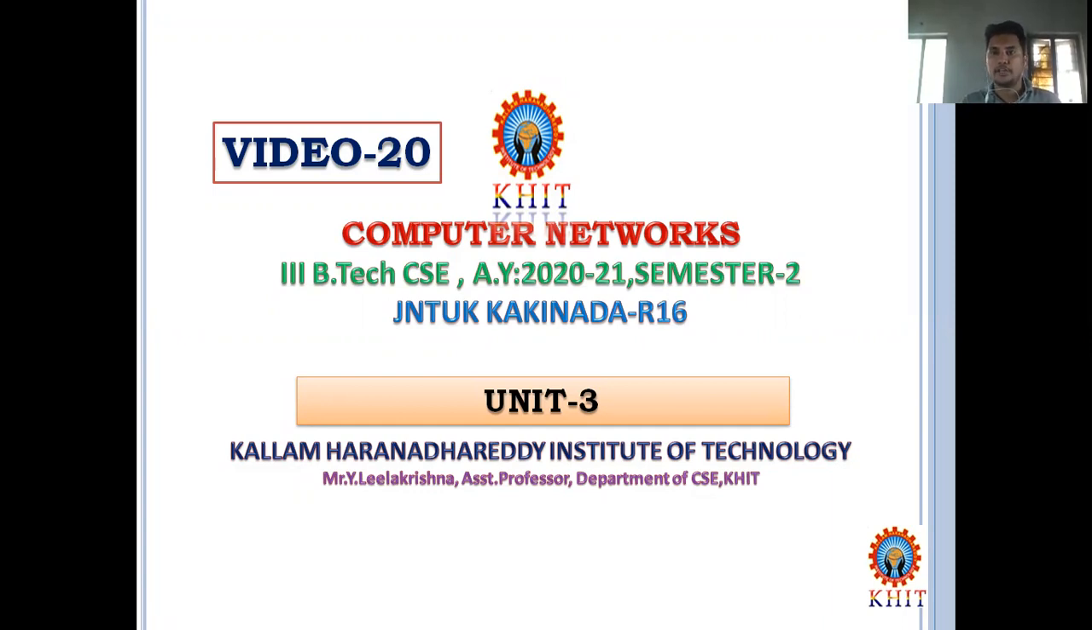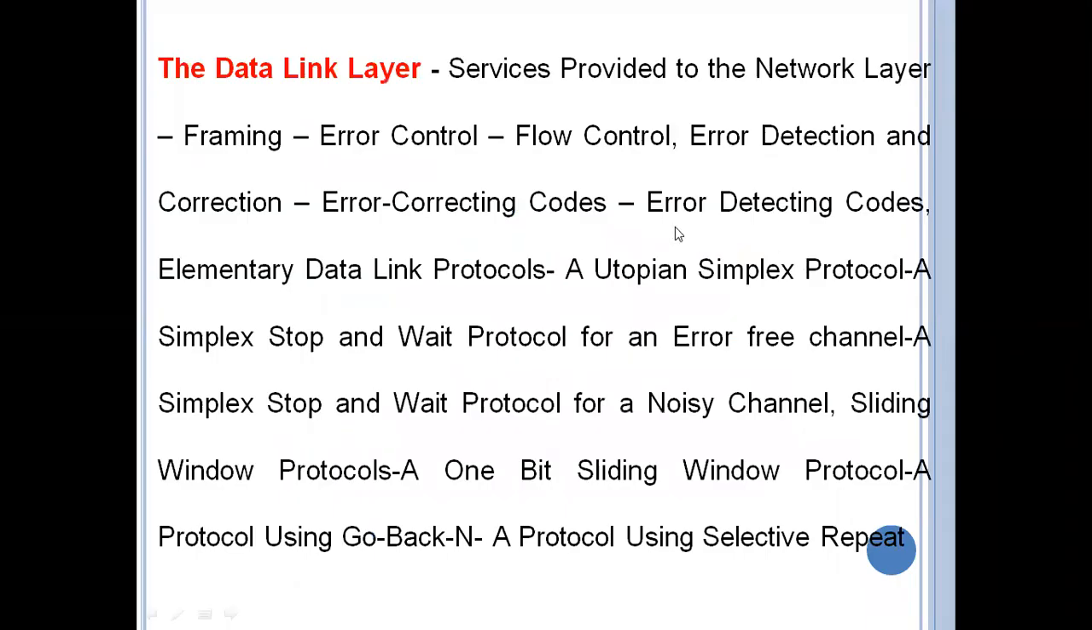Today is video number 20, which also belongs to unit number 3. Actually, we planned to complete unit number 3 at the end of last week, but due to the postponement of the mid-sem, we are moving slowly through unit number 3. I think you all know about unit number 3, which is nothing but the data link layer. In the past videos we covered these topics.